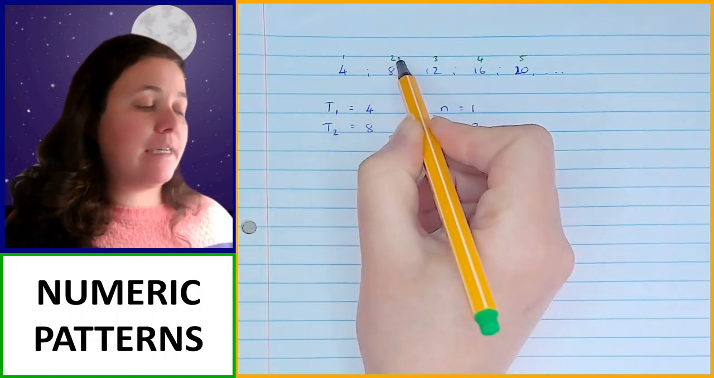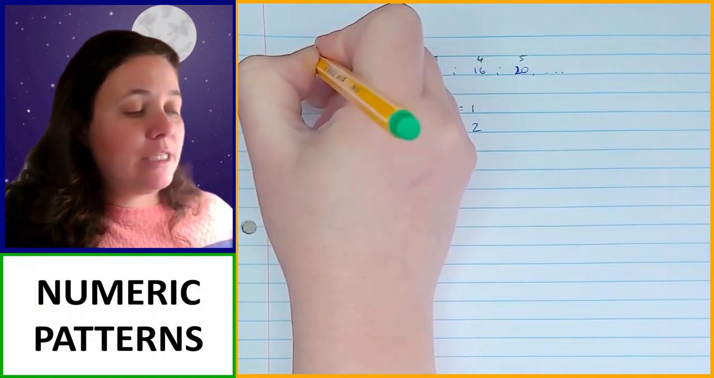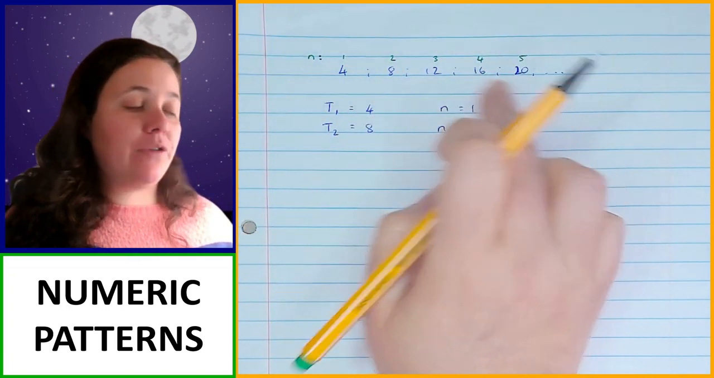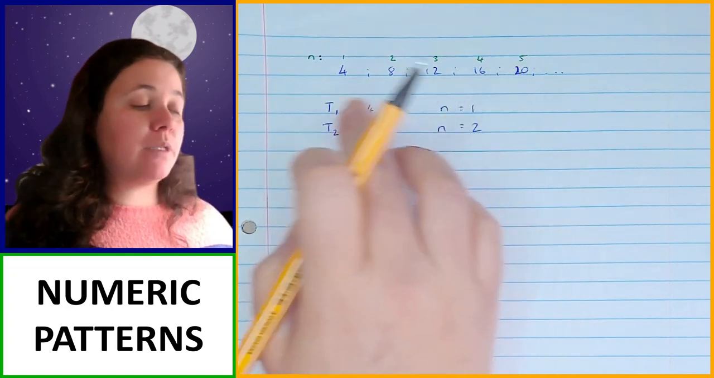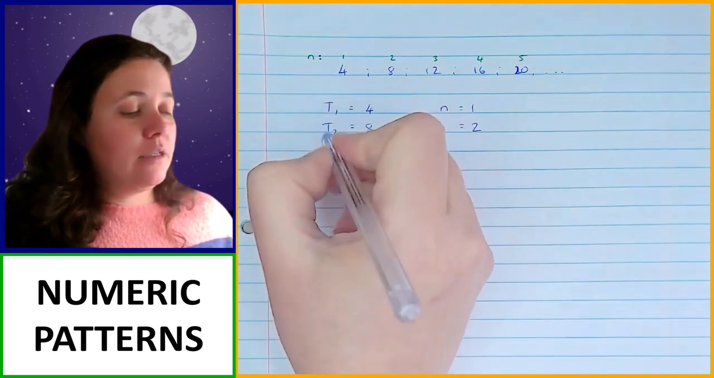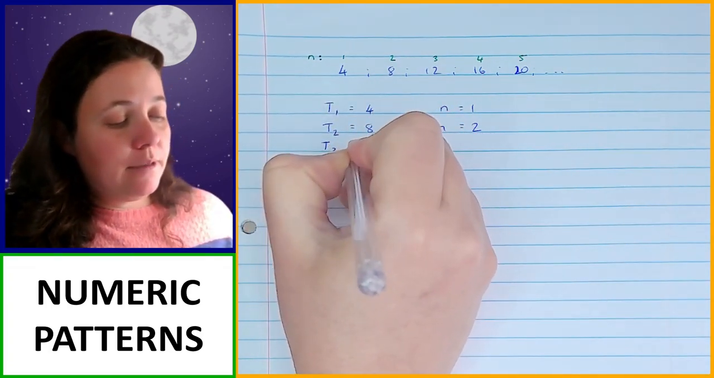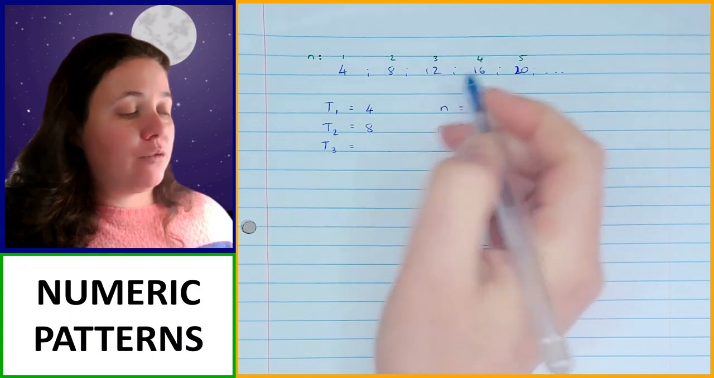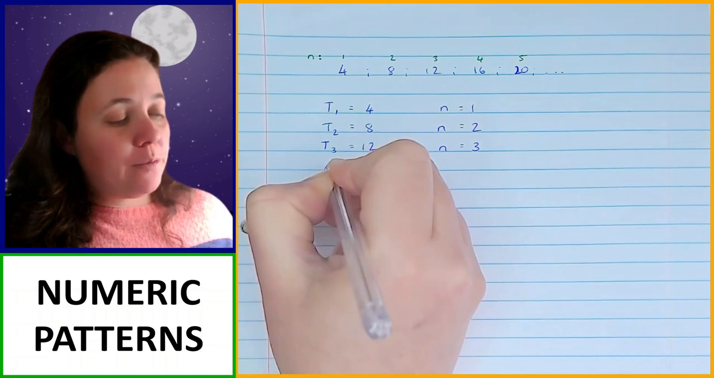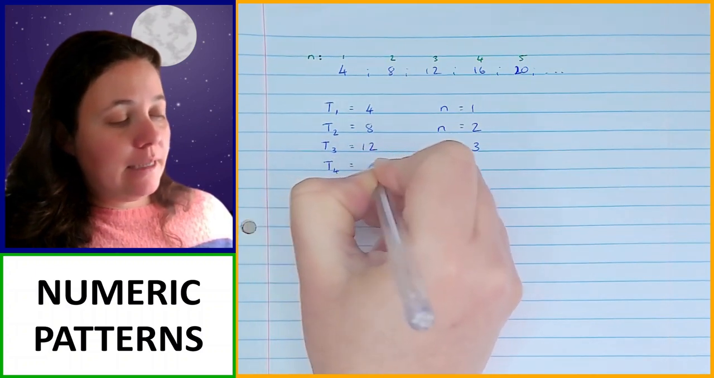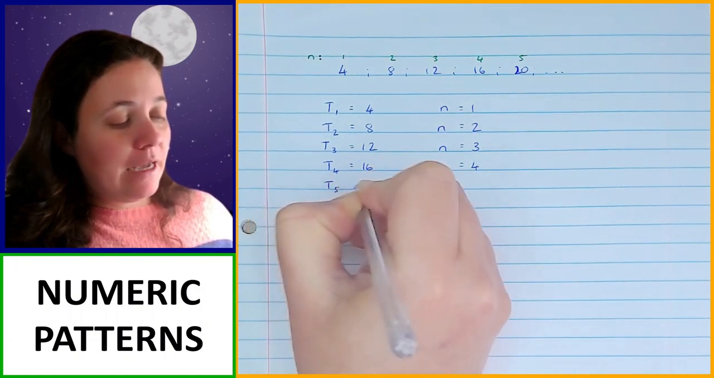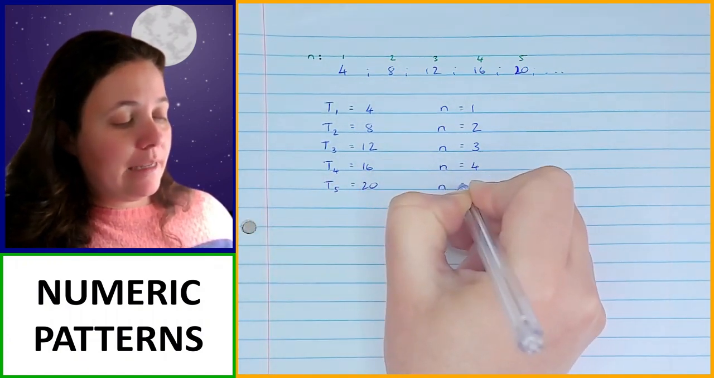So that's my first term, second term, third term, fourth term, fifth term, and these are my n values. And these are my term values over here. They are the actual values of the term for the different positions. Okay, so over here, term 3 is equal to 12, where n is 3. Term 4 is 16, where n is 4. And term 5 is 20, where n is 5.